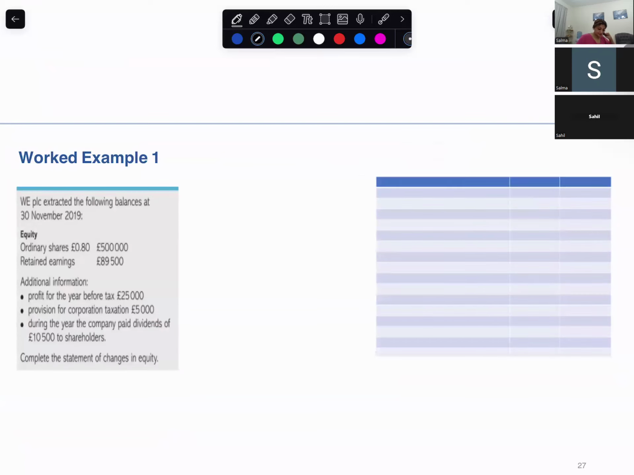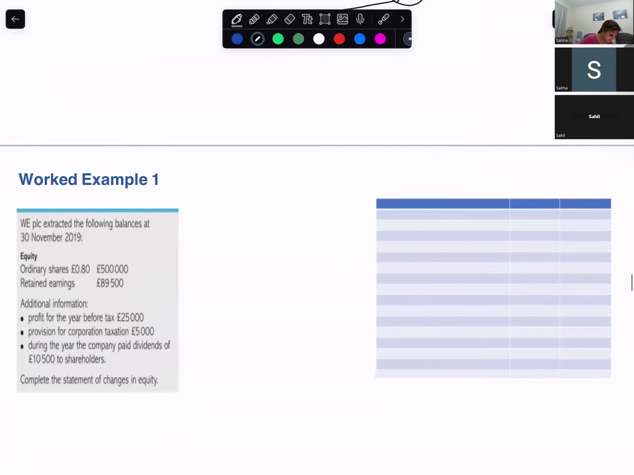So 265, miss? Okay. So you have extracted the balances of 30th November 2019. Your equity is made up of ordinary shares and retained earnings. You have some additional information which tells you your profit before tax is 25,000. Tell me what is the profit that you need?